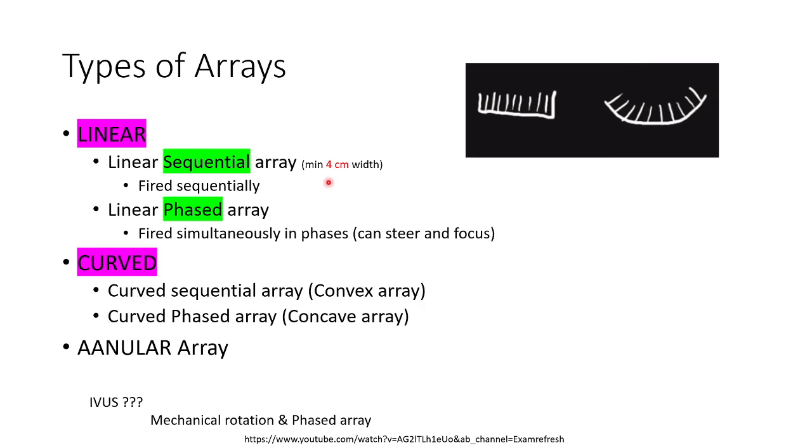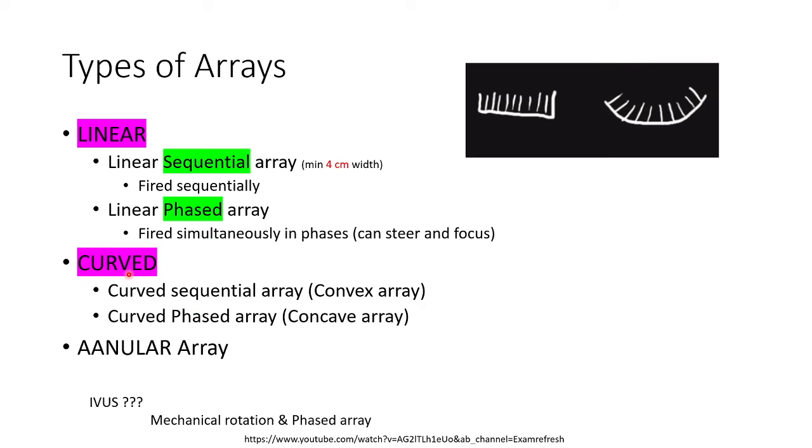Linear probes are the wide probes we generally see, the linear sequential array and the linear phased array. In a sequential array, each of these piezoelectric crystals is fired sequentially. In a phased array, which is the type we have to concentrate on more because our cardiac probe is a phased array probe, it is fired simultaneously but in phases. That is, in multiple phases it will be firing simultaneously. The advantage is we can steer and focus. The details of which will come later.